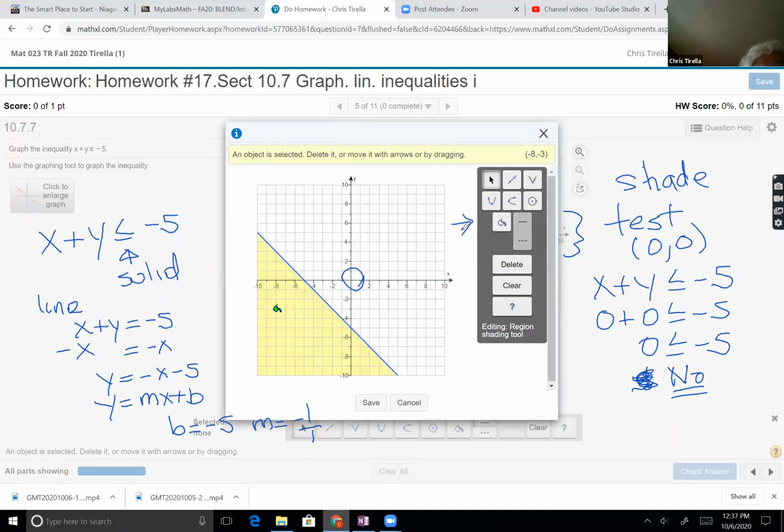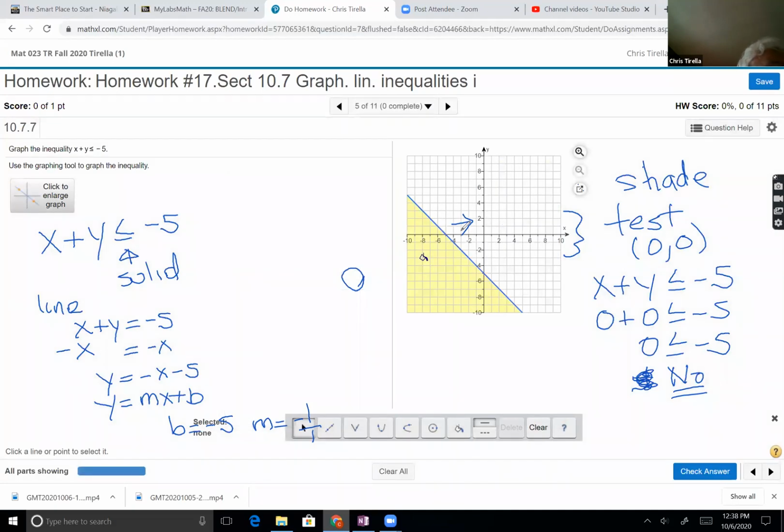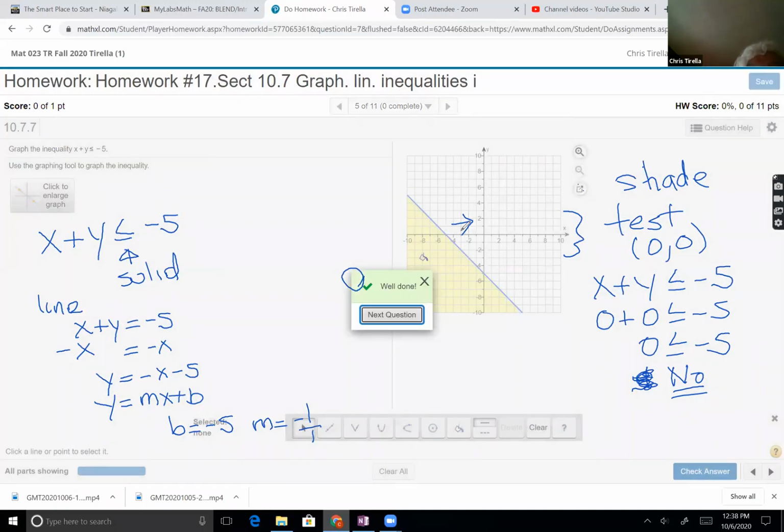And so yeah, we've got the solid line that we wanted, and we shaded away from the point. So far, so good. So I'm going to click save, and let's check our answer. Woohoo, well done.